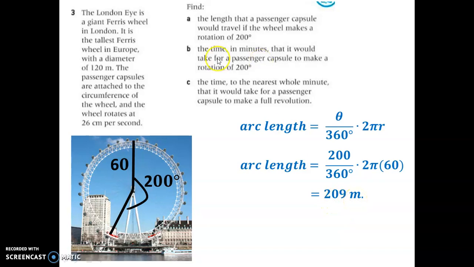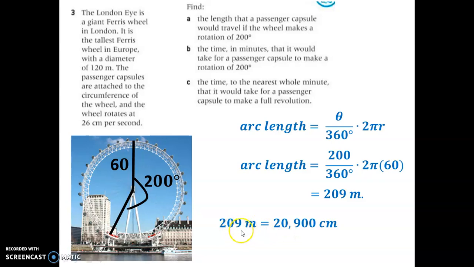Part B, we want to know the time it takes for the capsule to travel that 200 degrees. So we already know the distance it's traveled, and over here we know the speed the capsules are traveling. So if this capsule has to travel 209 meters and it travels 26 centimeters per second, we can convert the 209 meters to centimeters.